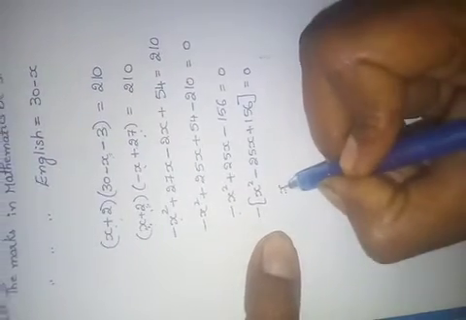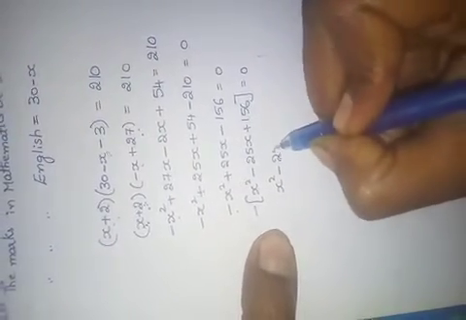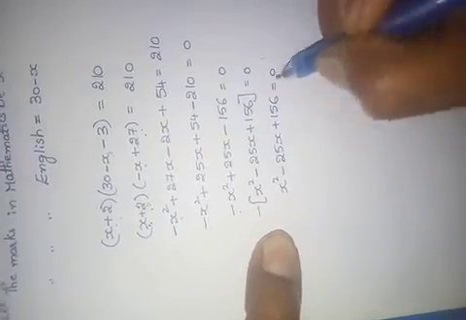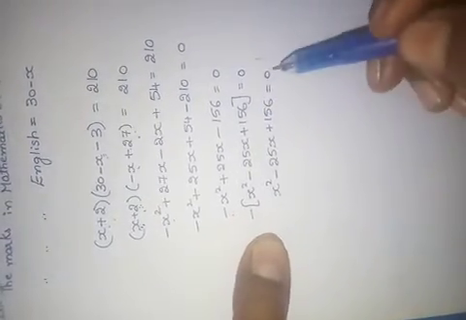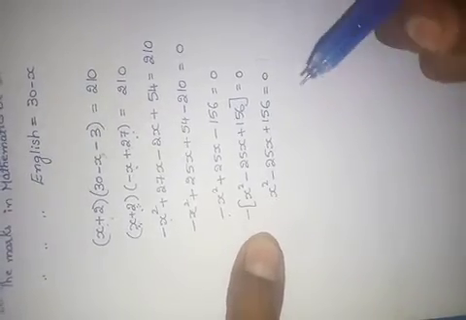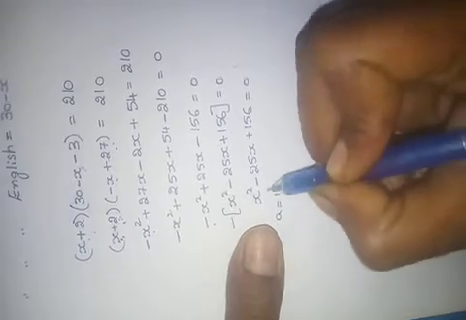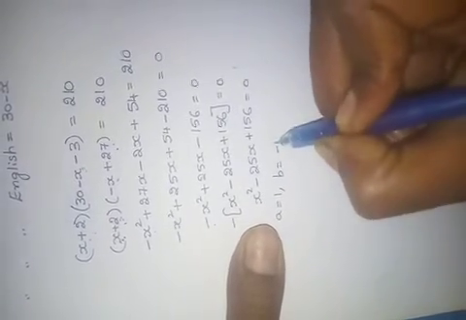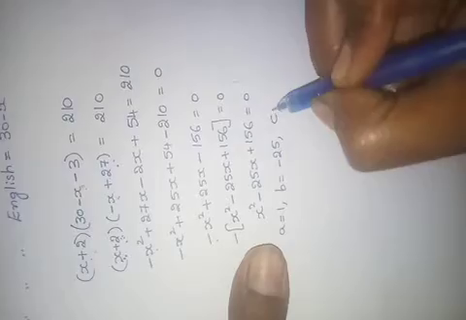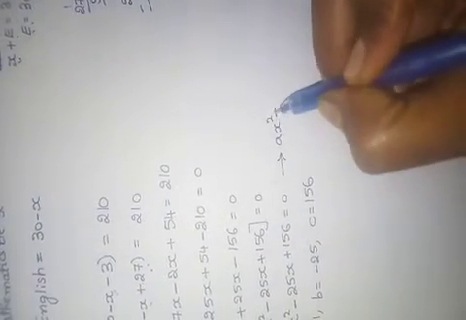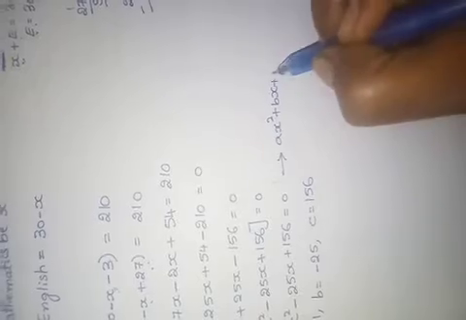Now what does the equation become? X square minus 25X plus 156 equals 0. This minus I send to that side, 0 minus 0 is 0. Both are the same. Now see, what is the value of A? 1. What is the value of B? Minus 25. What is the value of C? 156. We have to compare this with the equation ax square plus bx plus c equals 0.